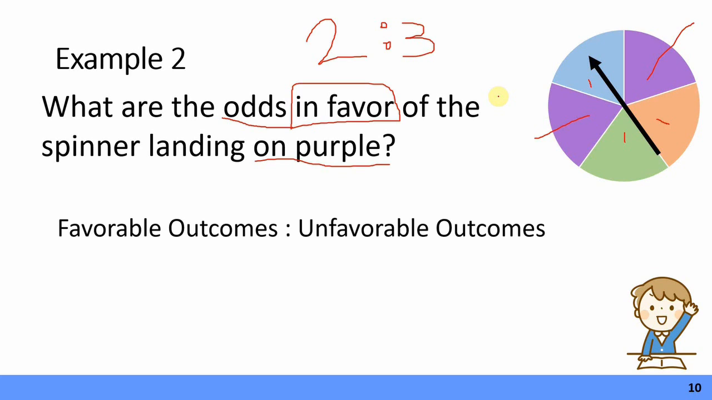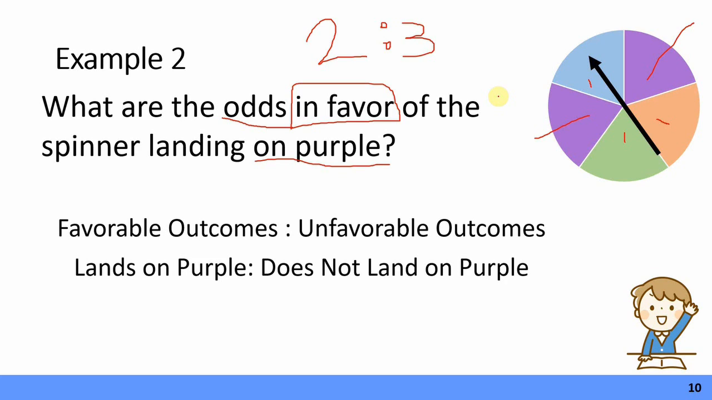All right, so again, odds in favor. You start with favorable, then you give me the unfavorable. In this specific example, it means we start with the purple and then the ones that are not purple. So my answer is 2 to 3. Again, you know this is your final answer because 2 and 3 cannot be divided by any number. So you leave it like that, 2 to 3.